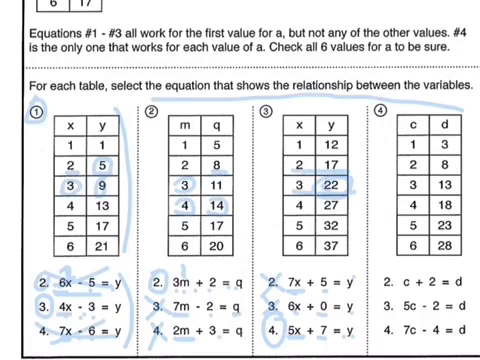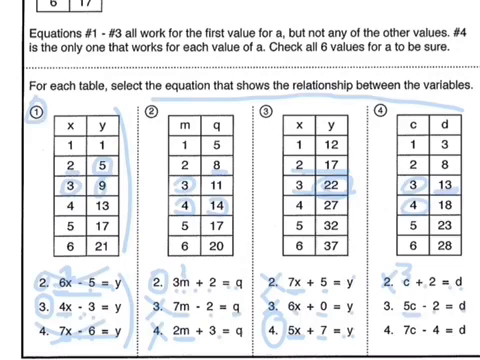Speaking of number 4, here goes number 4. Let's try plugging in, how about a 3? 3 plus 2 is 5, not 13. That one doesn't work. 5 times 3 is 15. 15 minus 2 is 13. Oh, that one works so far.